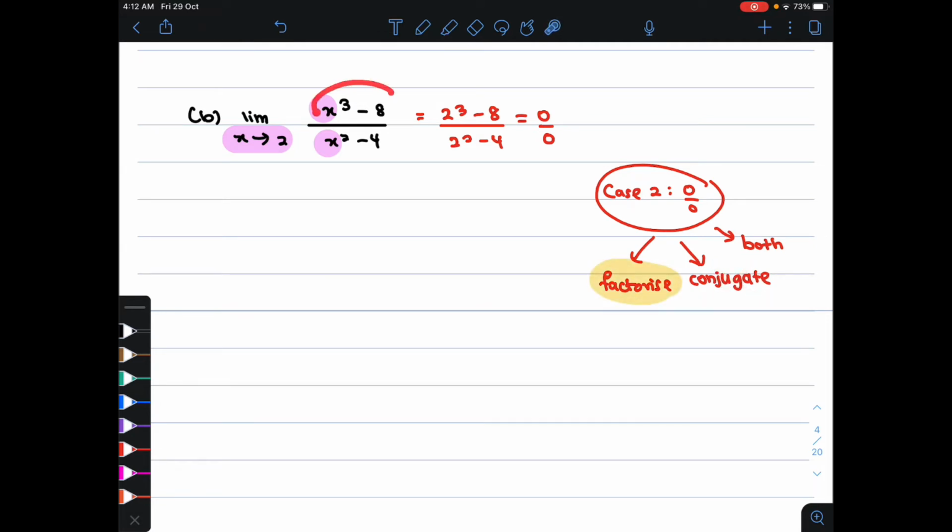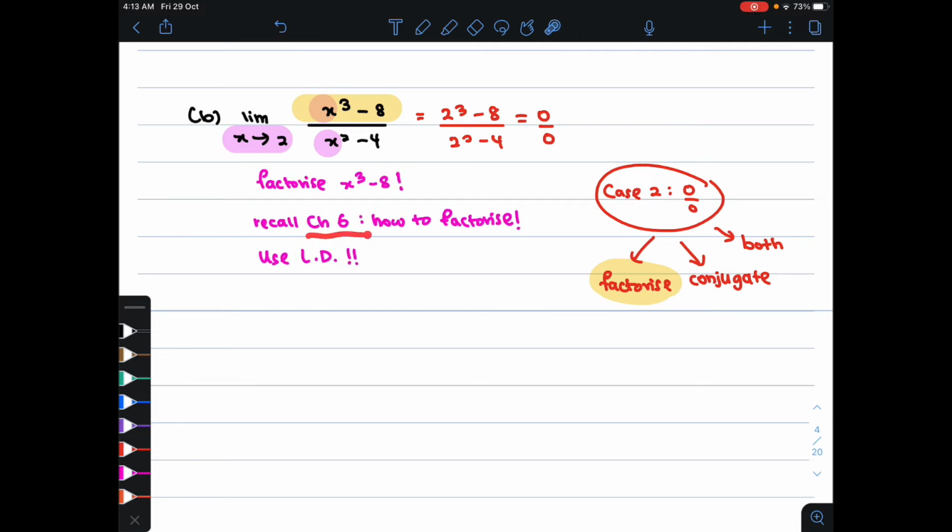Here we have x cubed minus 8 and x squared minus 4. Which one do we need to factorize? Factorize the one with the highest power, so we will factorize x cubed minus 8. Recall chapter 6 on how to factorize a polynomial p(x). We can see that here the degree, or the highest power, is 3. Whenever the degree is bigger than 2, we need to use long division. So we will do long division for this part here.